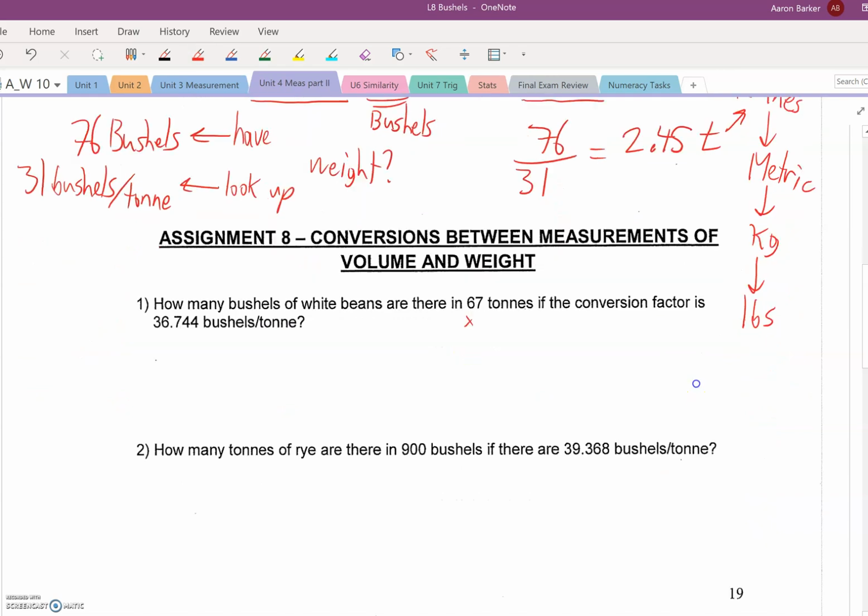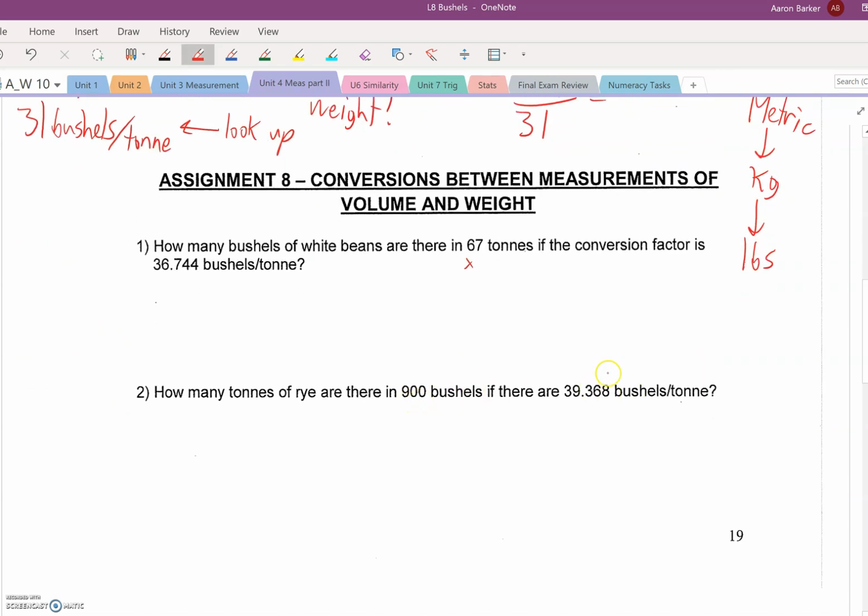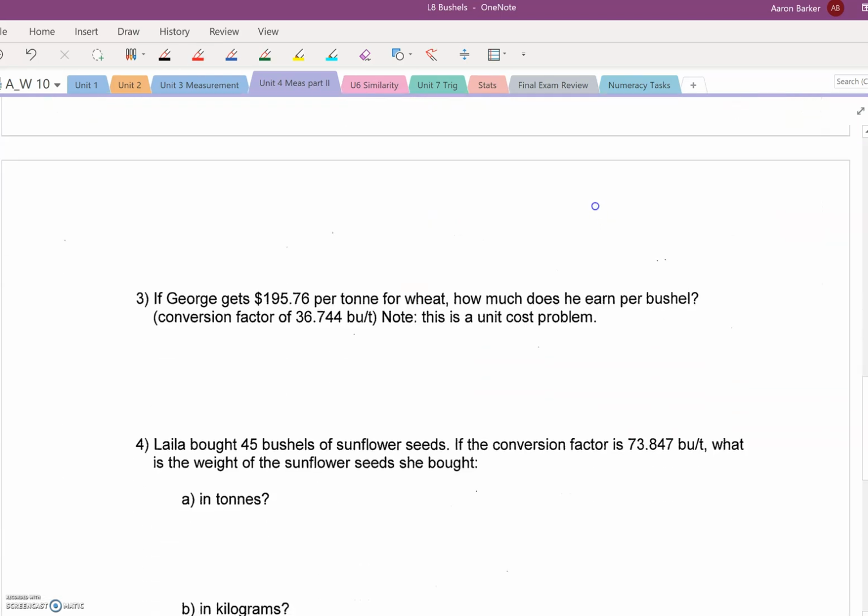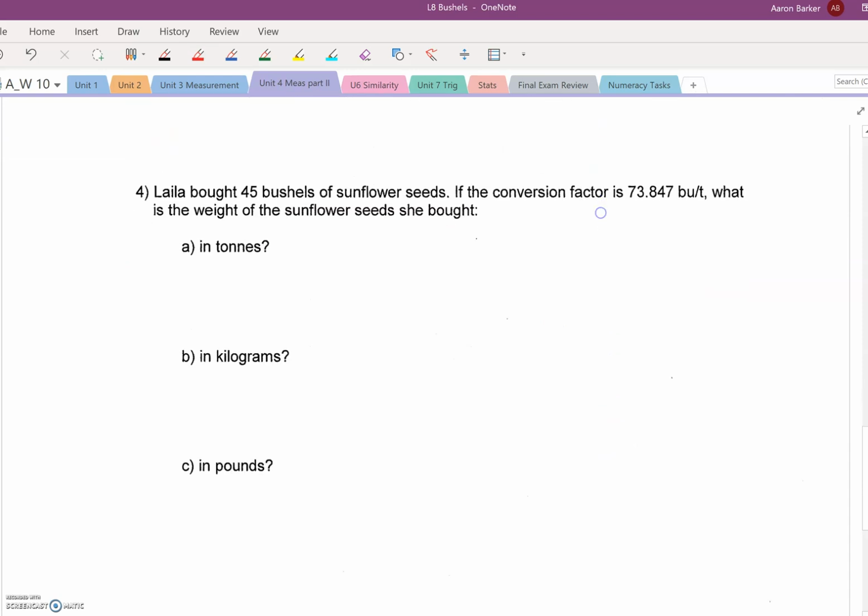Okay, here is my example, so you're going to divide. Okay, so you take this 900 bushels and you divide it by 39.368. Okay, this question here, let's not do this question with the cost. That's going to be a little bit above us for right now. This is the very typical one right here.